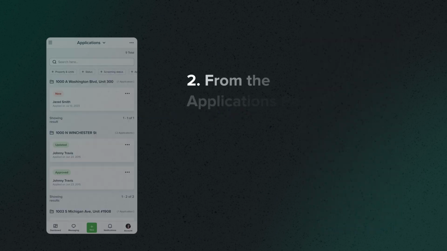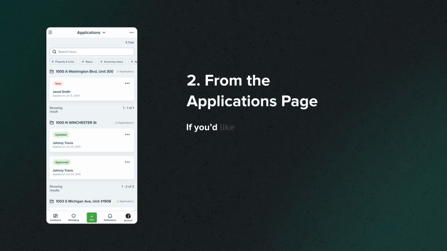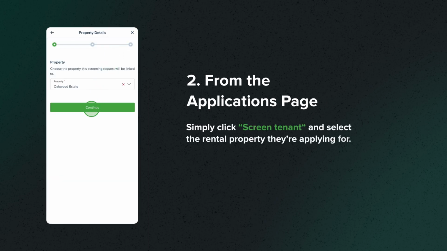Two, from the Applications page. If you'd like to screen a tenant without an online application, you can order a report from the Applications page. Simply click Screen Tenant and select the rental property they're applying for.